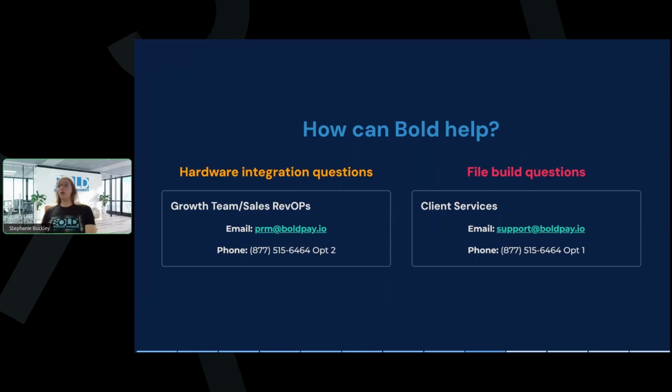If you are looking through your file builds and you're having questions, that's when you're going to reach out to our client services team. So our support at boldpay.io email, or option 1 when you call into our support line. Just request some help from the file build team. They'll be happy to walk you through, schedule some time, figure out what's going on. And again, if we're the ones that are building your files, then that's the best place to start anyway.